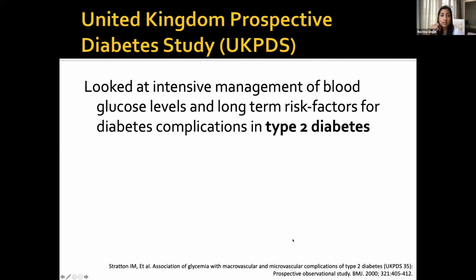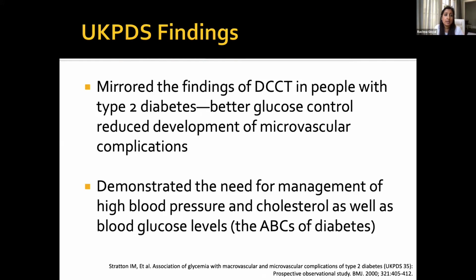So in type 2s, there was a similar study that paralleled the DCCT study, and that was called the UKPDS study. And so it looked at whether the intensive management of type 2 diabetes and controlling blood sugars resulted in a reduction of long-term effects as compared with standard care. And in this case, their intensive control was an A1C of 7 or below, and their conventional therapy was an A1C of about 8%.